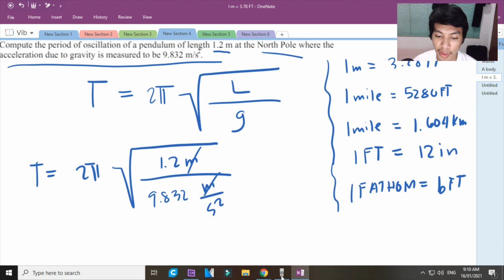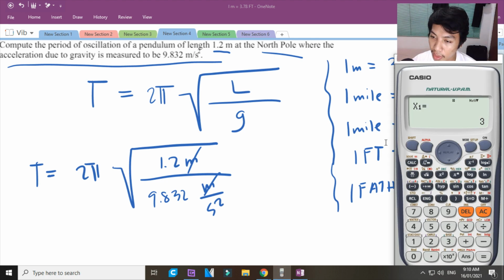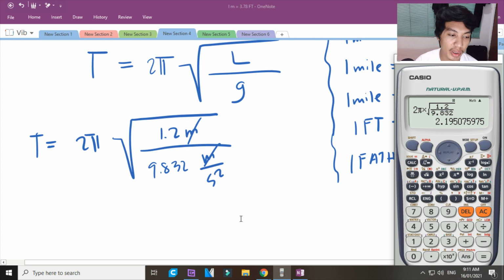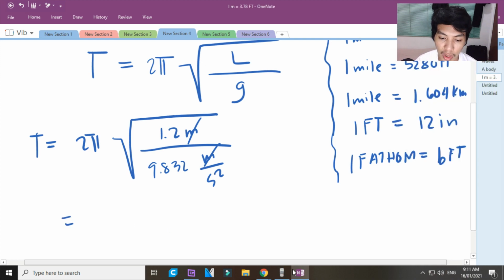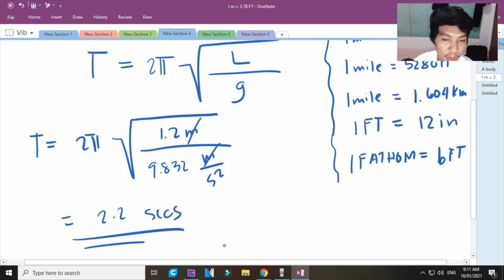Go to your calculators. Okay? Clear natin. Shift, clear. Okay. So, this is 2 shift pi multiplied to the square root ng 1.2 over 9.832. So, that is 2.19. 2.2. Answer? 2.2 seconds. That is for problem number 2.